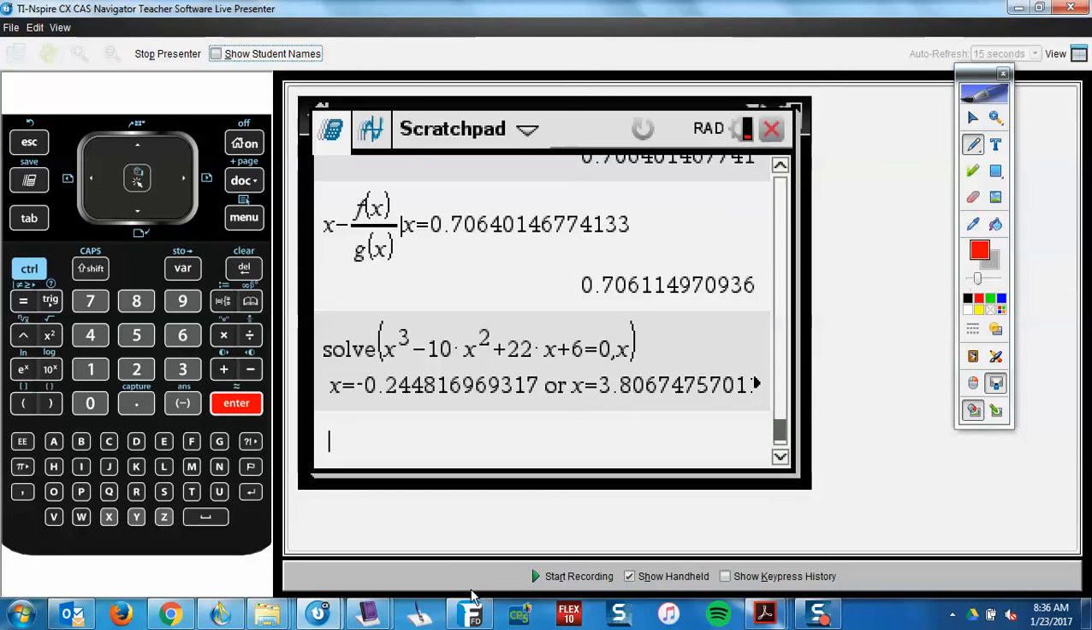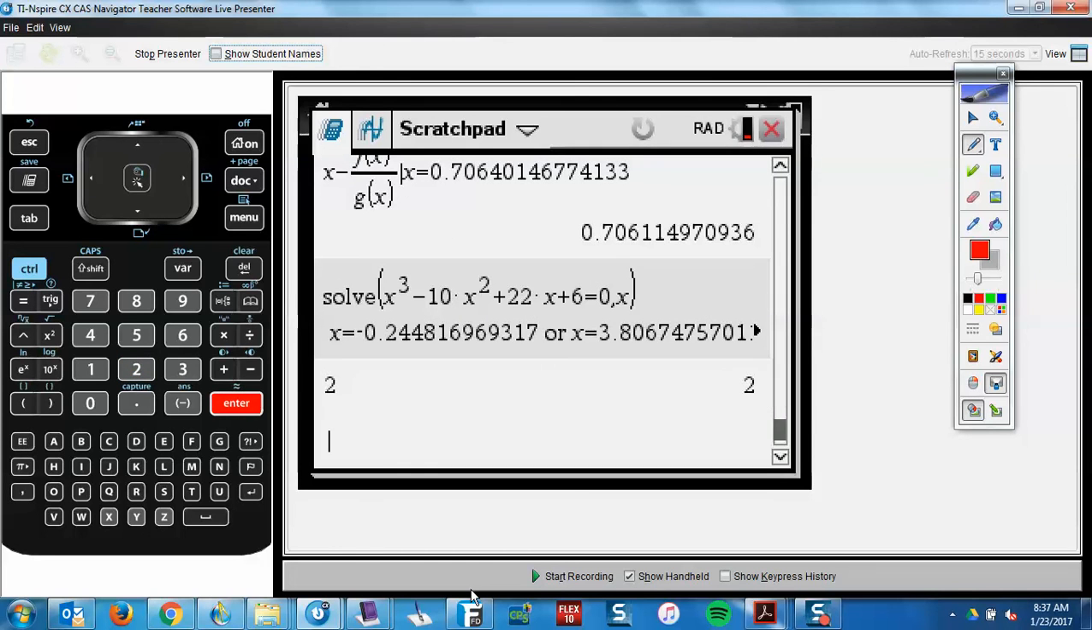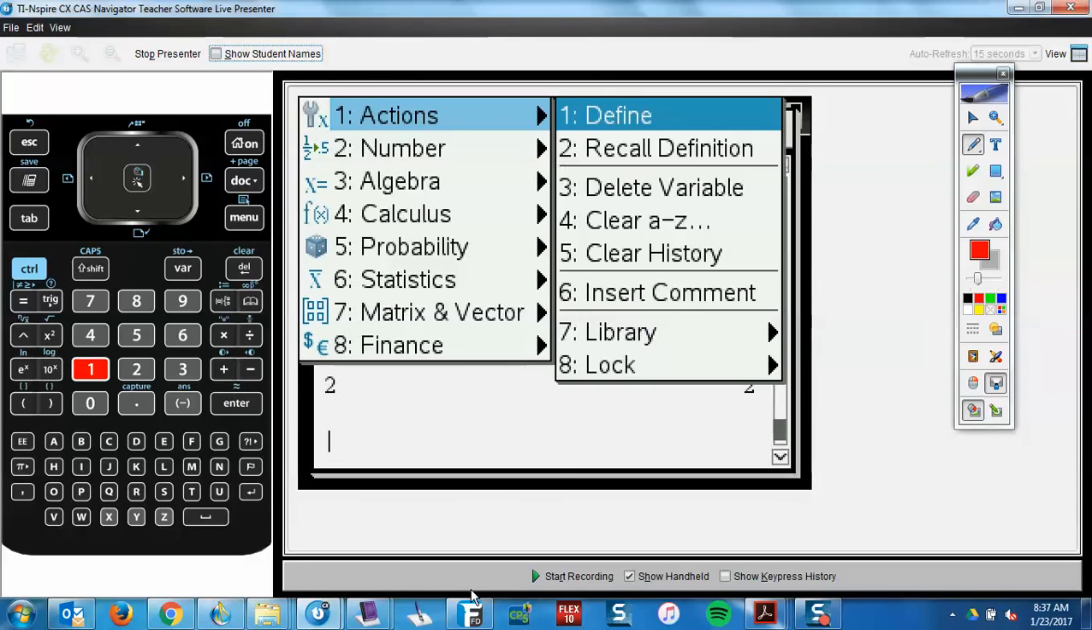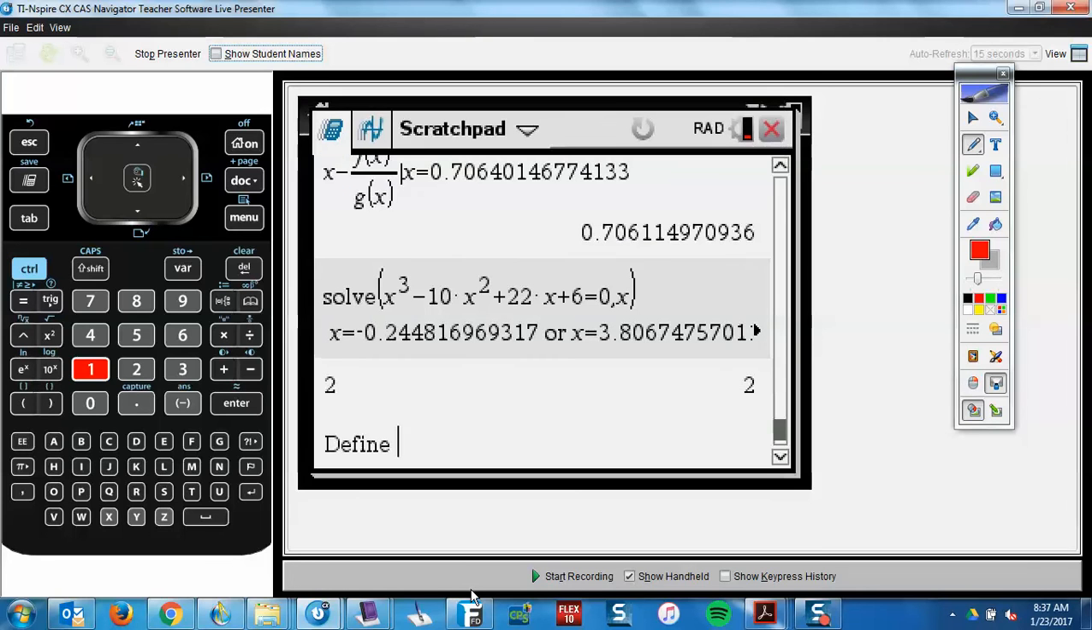So type in a 2 and hit enter. And then, oh, we haven't stored that as our f yet, have we? Okay, yeah, we gotta do that. So let's do f define, so menu 1. There's a little bit of a setup here in the beginning, but it's still faster than doing that table.